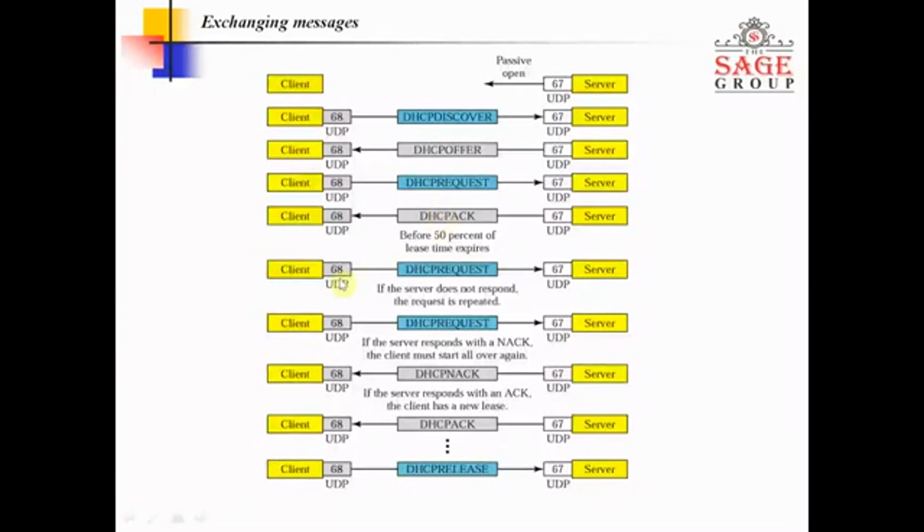Sorry. After this, the acknowledgement reaches the client end. The client sends the DHCP request. If the server does not respond, the request is repeated till the DHCP negative acknowledgement is sent by the server. The client continuously sends that DHCP request until the negative acknowledgement is sent.